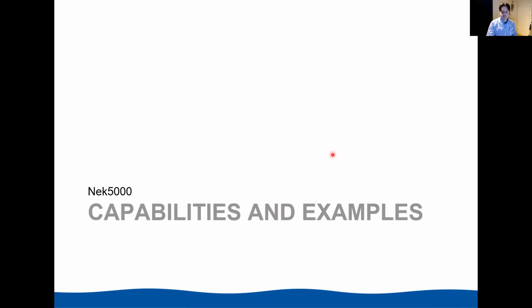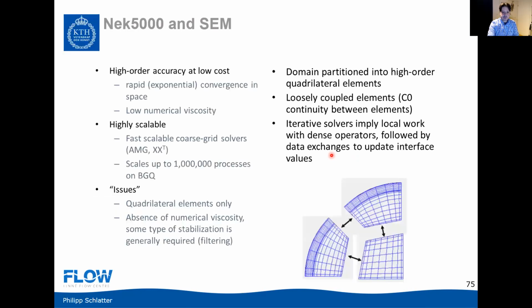So now we will look at some of the capabilities of NEK5000 and also some examples that we have done at KTH with NEK5000. Just to recap, the basic idea of the spectral element method of NEK5000 is that we distribute or decompose our domain into small blocks with elements, where each element has on the order of 10 by 10 by 10 in 3D grid points, and the communication between elements is only done via the surfaces. So that means it's only the surface points that are involved in the communication.